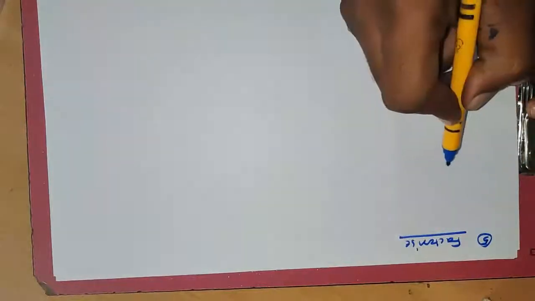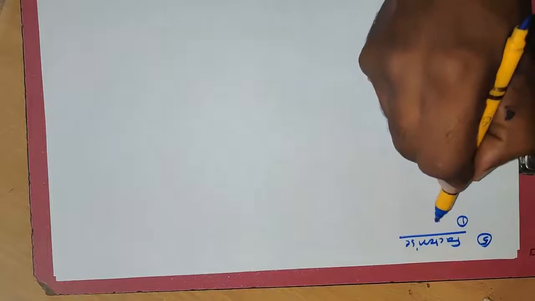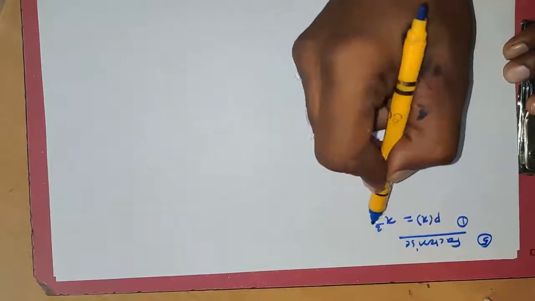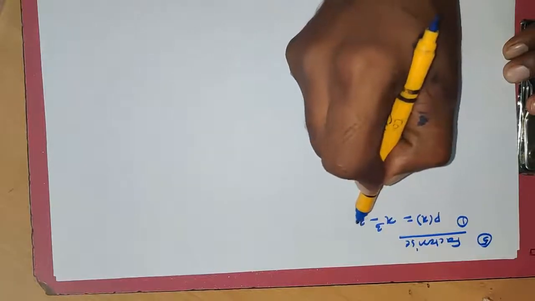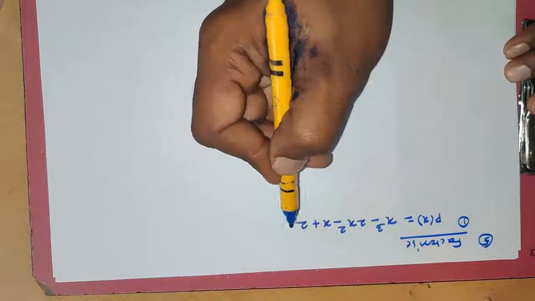Now exercise 2.4, and this is the fifth question here. Again it is factorize, and the first question here is p of x is equal to x cube minus 2x square minus x plus 2.